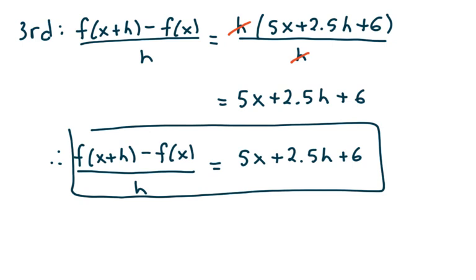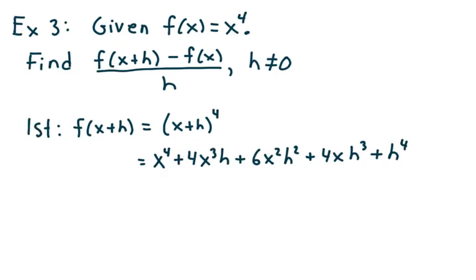And what I have left is 5x plus 2.5h plus 6. And so therefore f of x plus h minus f of x all divided by h is equal to 5x plus 2.5h plus 6. And with that, let's take a look at one more example for this video.